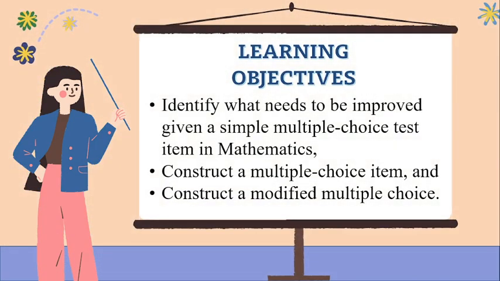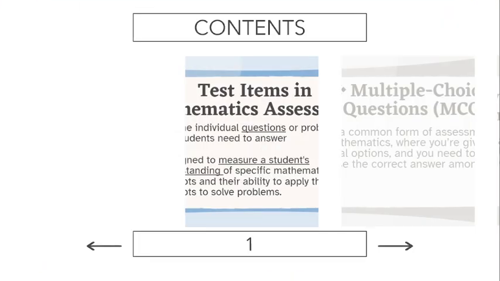So before we proceed to our discussion, let us first state our learning objectives. At the end of the discussion, the students will be able to identify what needs to be improved given a simple multiple choice test item in mathematics. Next is to construct a multiple choice item and construct a modified multiple choice. So now let's proceed to the content.